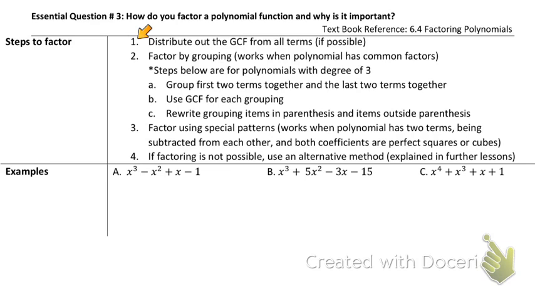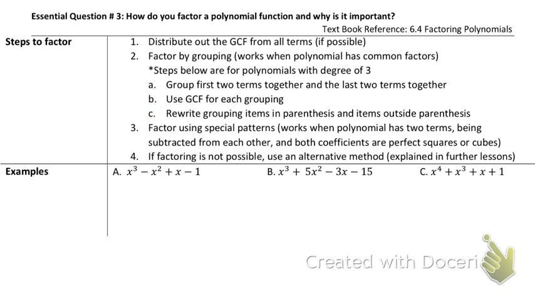So first one is distributed property. The second one is factor by grouping, which we're going to talk about today. And then we have factoring part 3 using special patterns, which I'm going to show you later on in this first unit. And then part 4 is an alternative method when factoring does not work. So let's get into this. And again, just to remind you, we are factor by grouping here. All right, so we're really just doing method number 2.